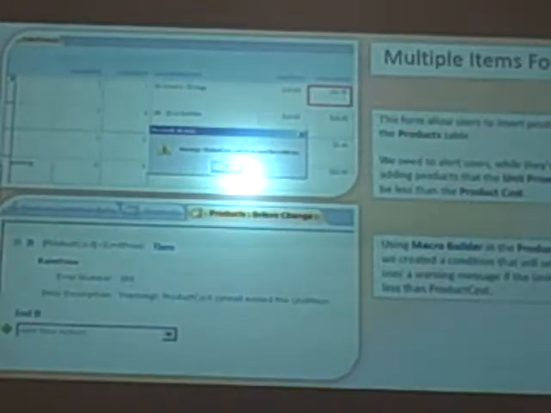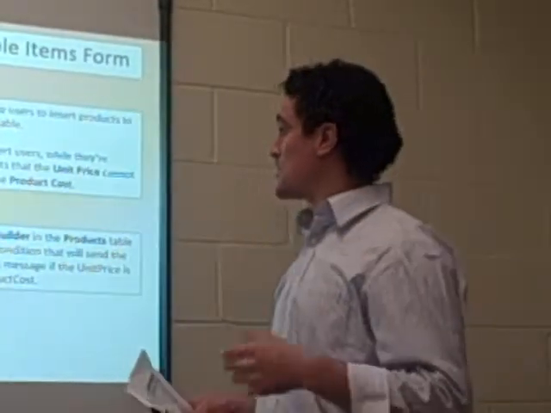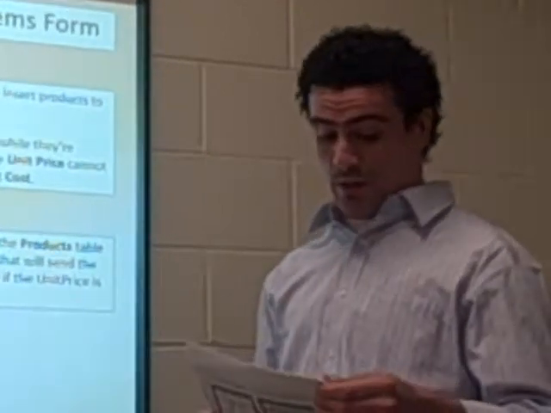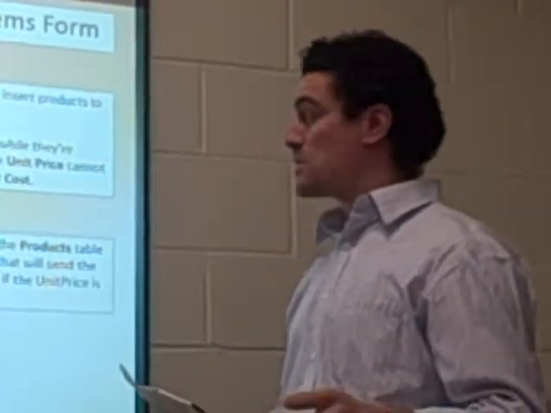We also created a multiple items form. This form allows users to insert products to the products table. However, we need to make sure that the unit price cannot be less than the product cost. Otherwise, the company is going to lose a lot of money.